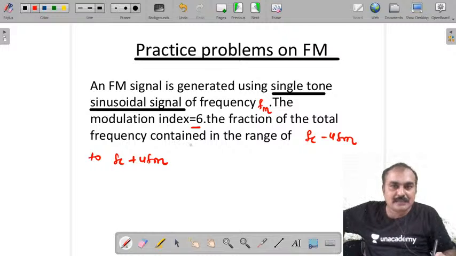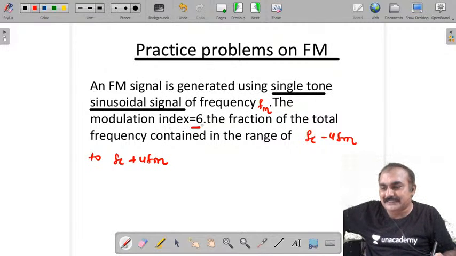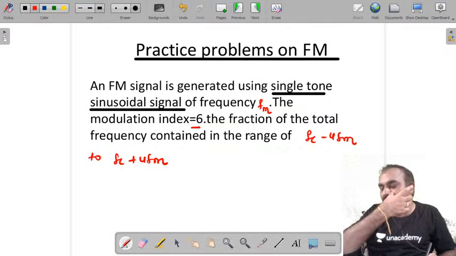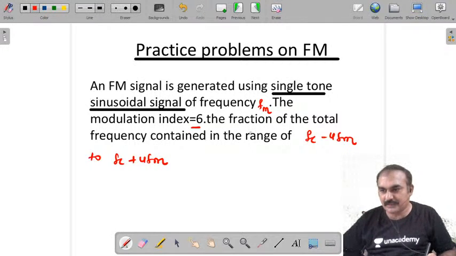Now listen here. He has taken the FM signal generated using a sinusoidal signal of frequency FM and a modulation index of 6. Modulation index 6 means, my dear students, this is WBFM, and the fraction of the power contained in the range. So we need to go for the spectrum of WBFM.